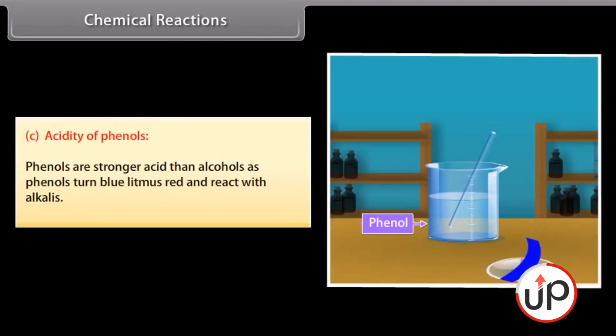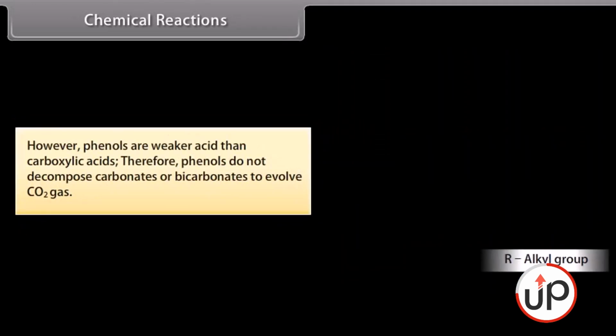Acidity of phenols. Phenols are stronger acid than alcohols as phenols turn blue litmus red and react with alkalis. However, phenols are weaker acids than carboxylic acids. Therefore, phenols do not decompose carbonates or bicarbonates to evolve carbon dioxide gas.